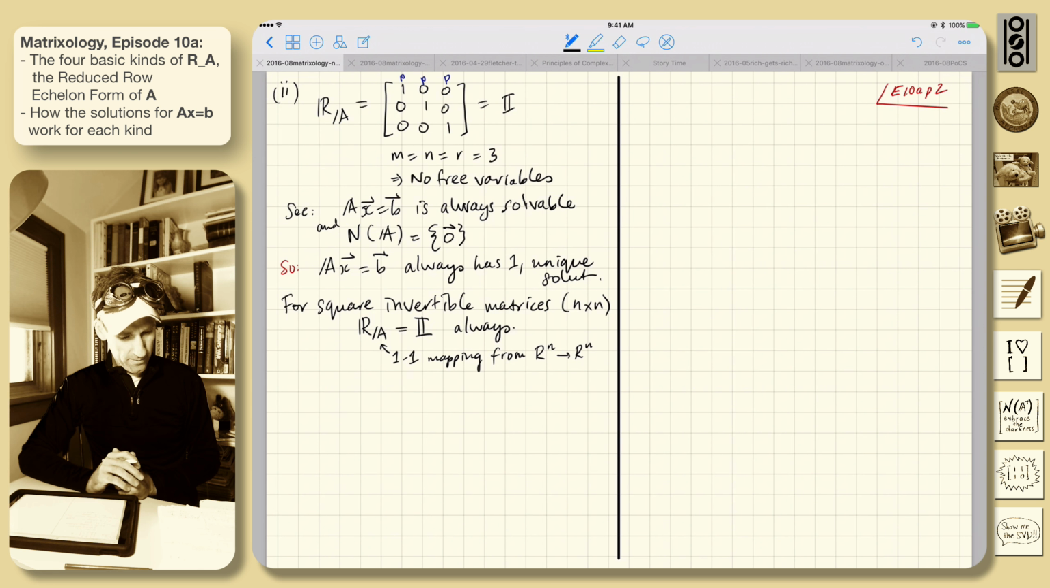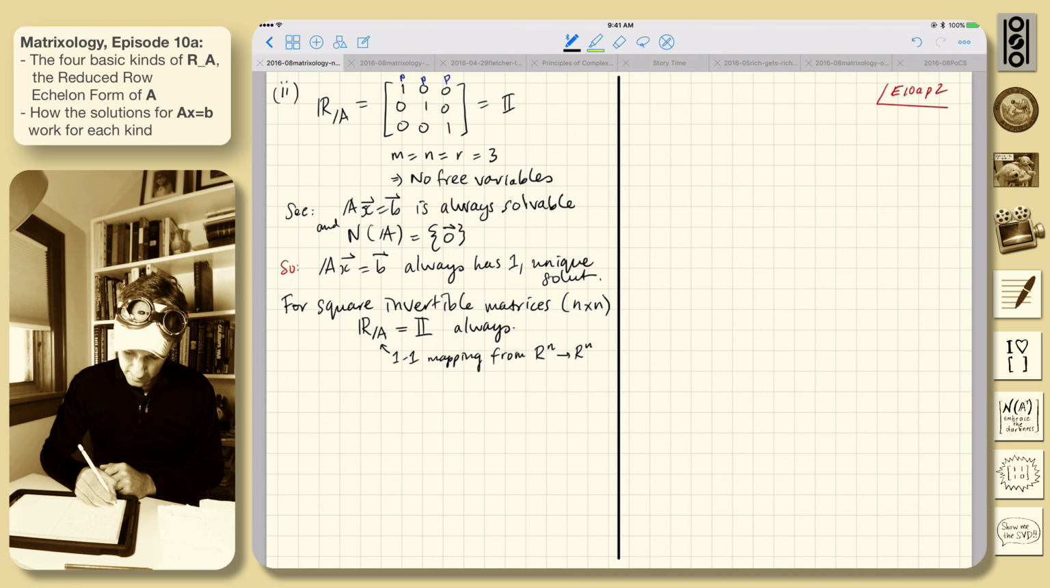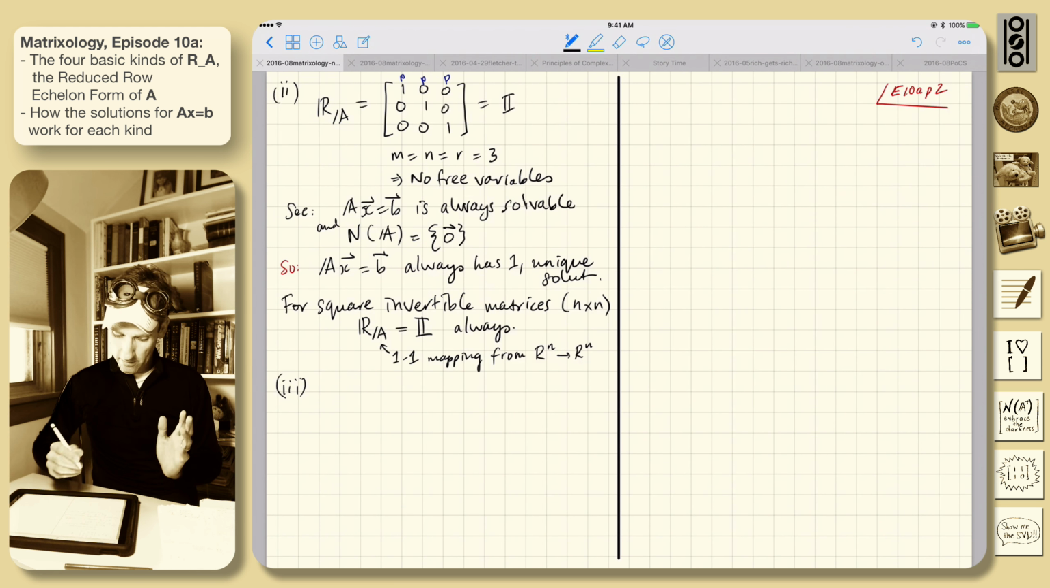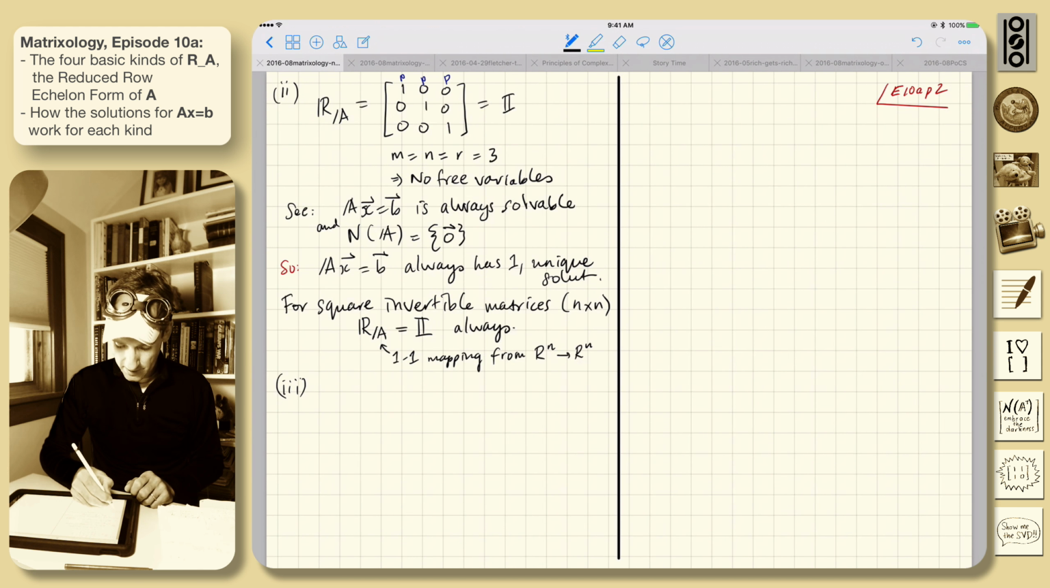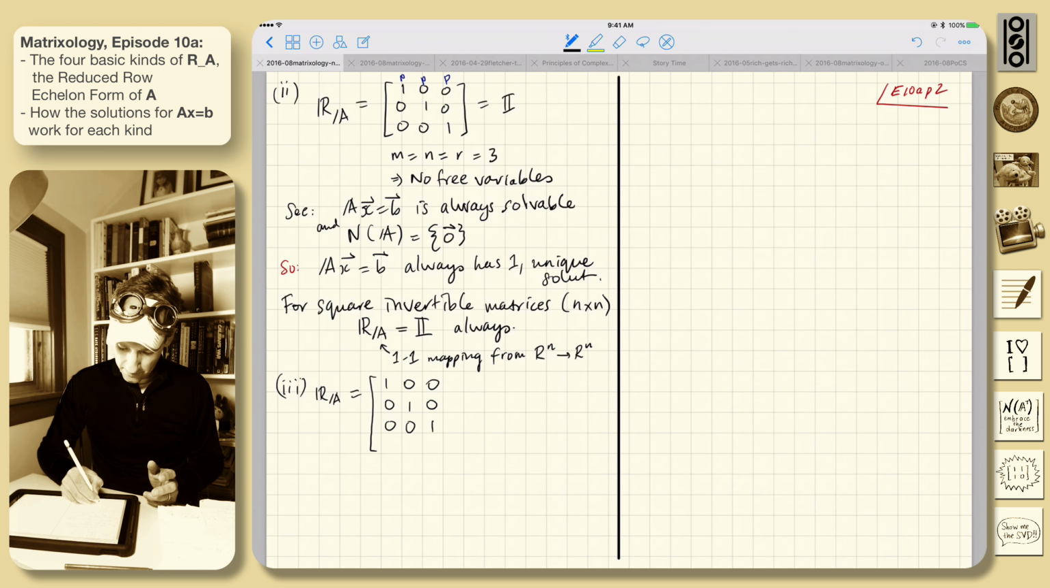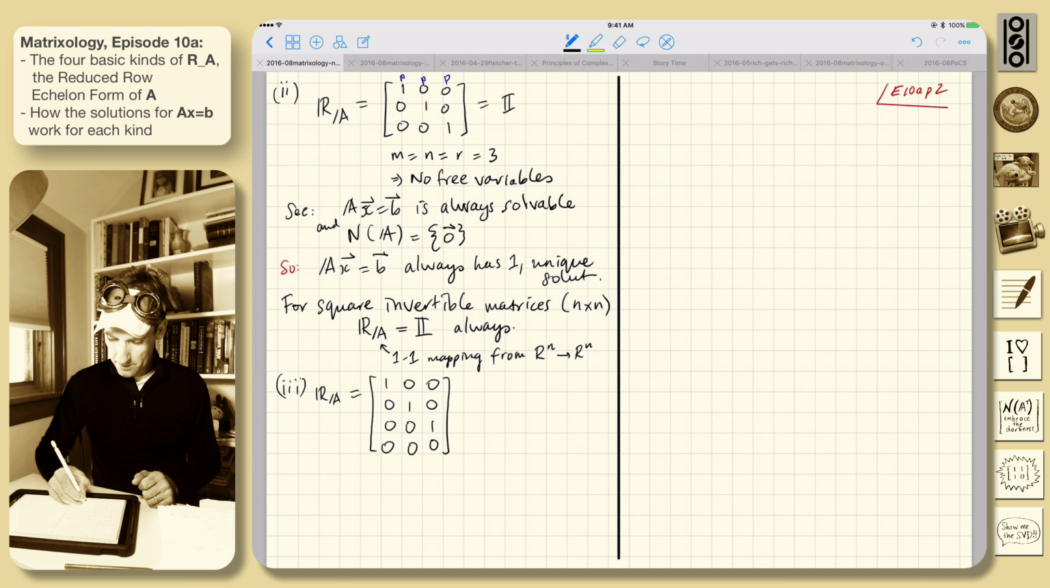Okay, so 3. Let's imagine we have one that's tall. So we'll have a tall one, and these are just examples. So 1, 0, 0. Make sure we've got all our pivots here. So if it's tall, this is possible. And in this case, we've got m equals r equals 3 and n equals 4.